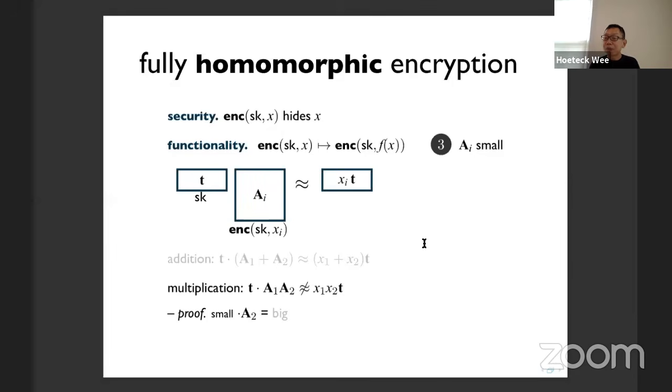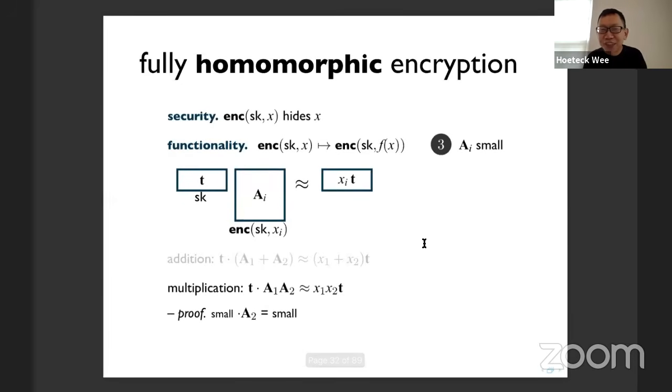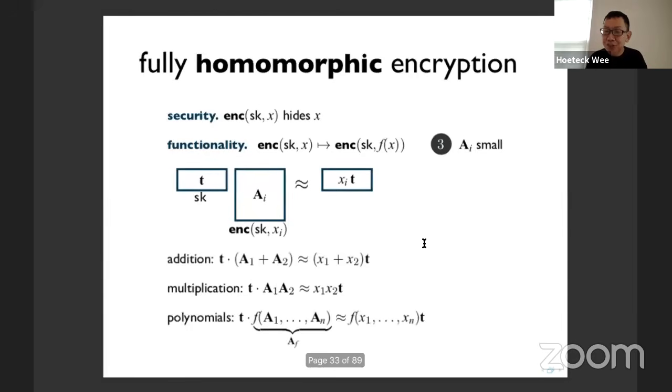Now, if you look at small times A2, A2 is now small. So now T times small times A2 is still going to be small. And that allows you to argue that T times A1 times A2 is close to X1 times X2 times T. So that sort of solves our problem. So what do we end up with right now? Since we already had the additional multiplication for the same reasons before, this scales to any polynomials. So you can ensure that T times f of A1 up to An is close to f of x1 up to xn times T.